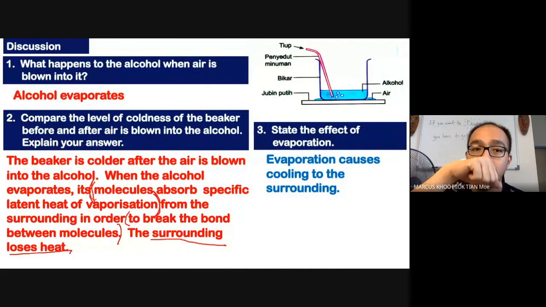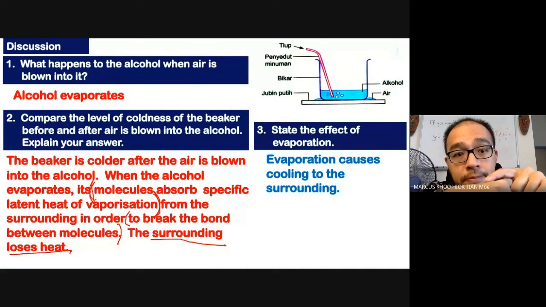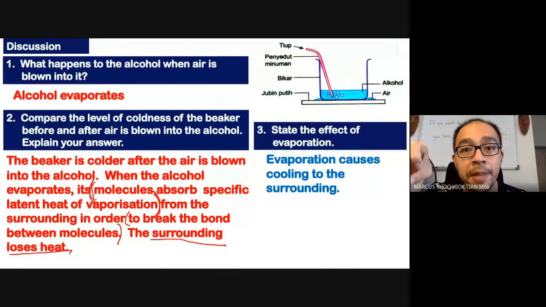Okay, when I put the alcohol on my hand, the alcohol is going to absorb the heat from my hand so that it can evaporate. So that it can break the bond between molecules and it can evaporate. So because of that, the place where the alcohol was, that place is going to lose heat. And that's why in that particular place, it will feel cooler. Okay, so that order of things is very important.